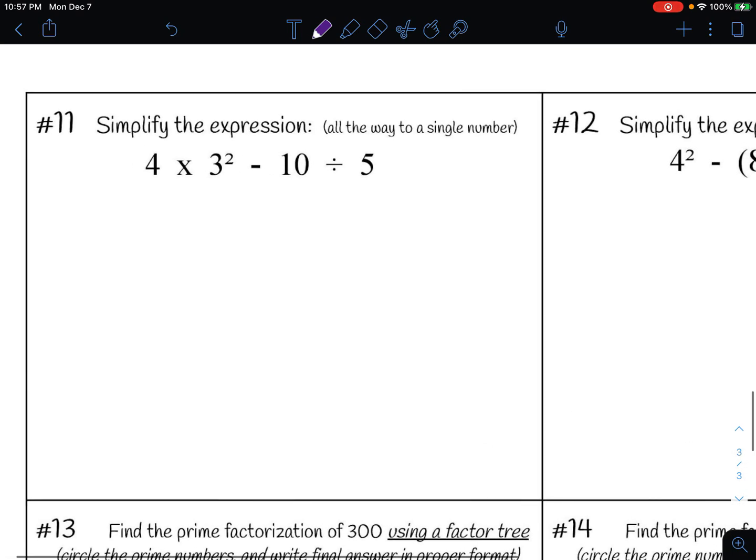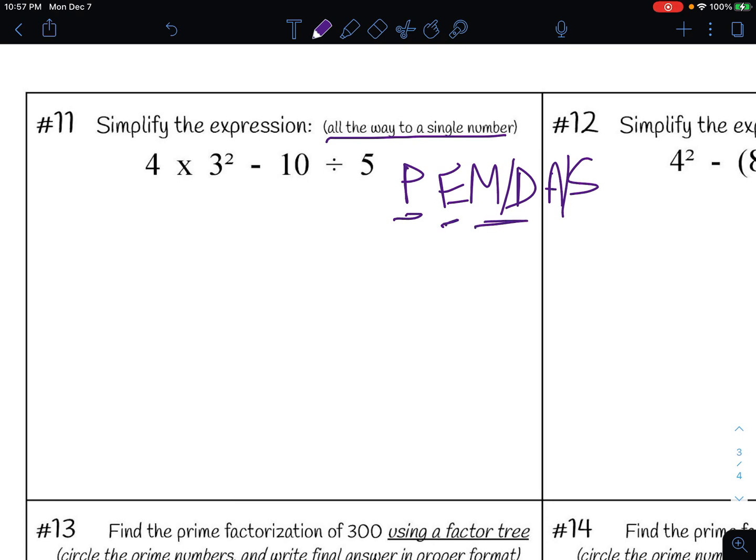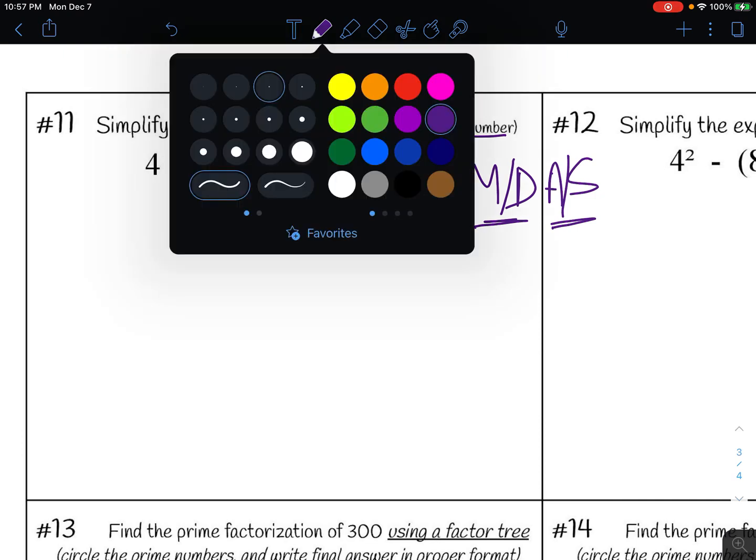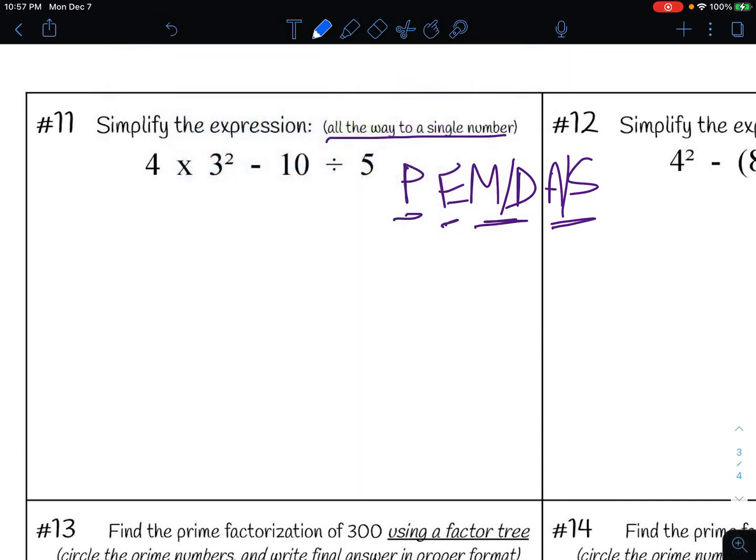So simplify the expressions all the way to a single number. These are PEMDAS questions, so remember, P, E, M, MD together, and then AS. So remember, it's parentheses, exponents, multiplication, division, and then addition, subtraction. So let's go ahead and start on these. Let's go ahead and use blue this time.